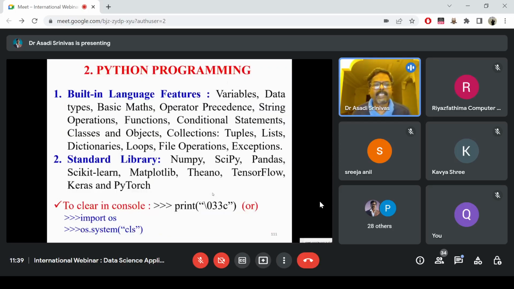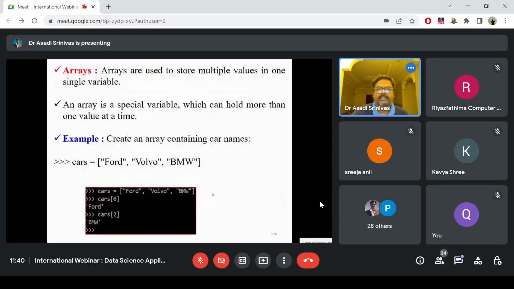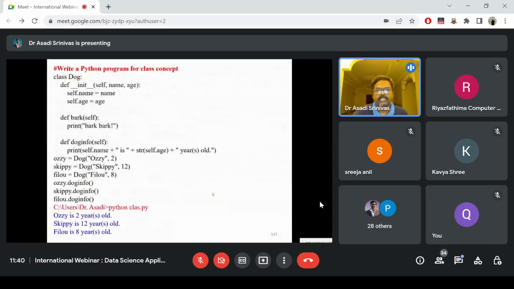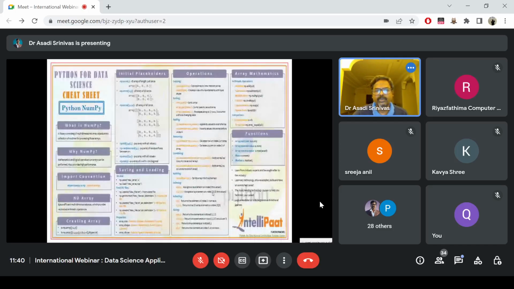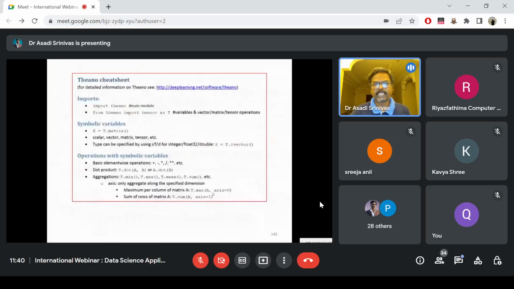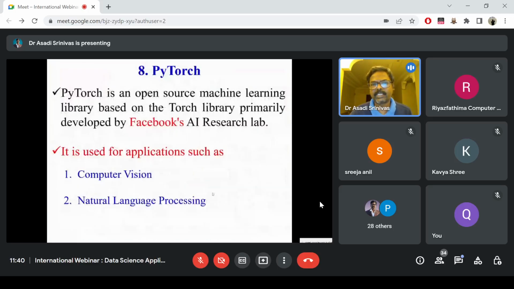Now see, in Python programming, I'm using various libraries: NumPy, SciPy, Pandas, Scikit-learn, Matplotlib, Theano, TensorFlow, Keras, PyTorch. So these are the packages I'm using. Now I'm demonstrating, please check all of you. Statistical techniques I'm going to show you first. These are the various libraries I have used for my applications.